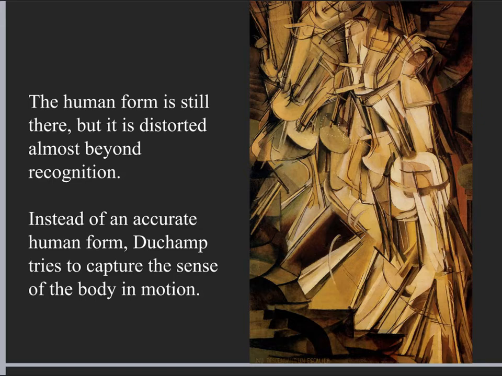You can't really tell if this is male or female, but you can get this sense of a leg bending at the knee and then straightening as the figure goes down the stairs from top left to bottom right. You can get the sense of a butt in those round shapes in the middle and a swinging arm, hopefully. So instead of an accurate human form, Duchamp is trying to capture the sense of a body in motion.